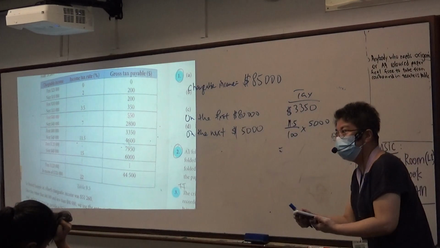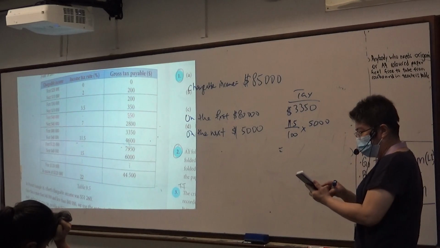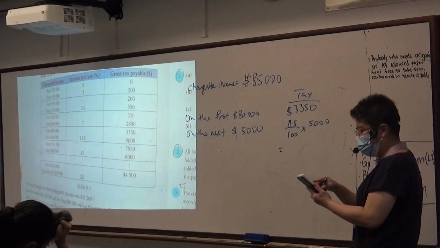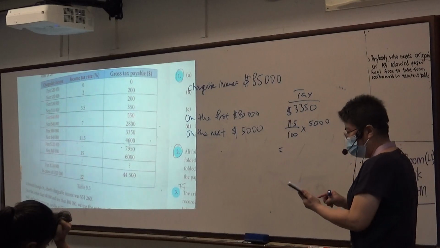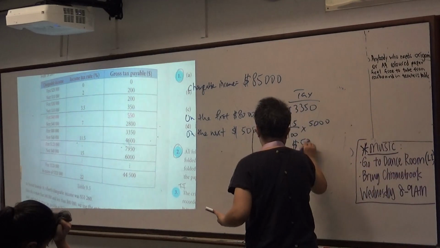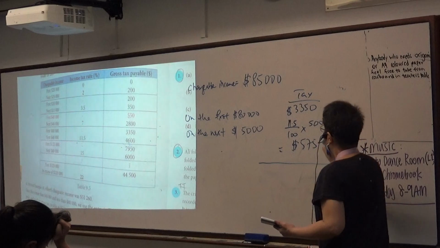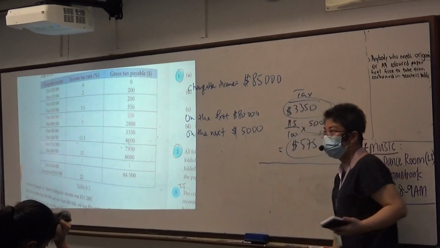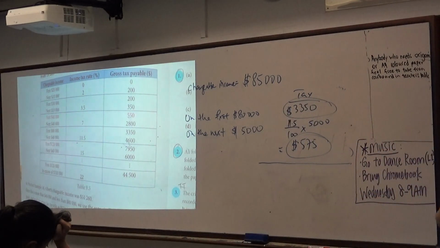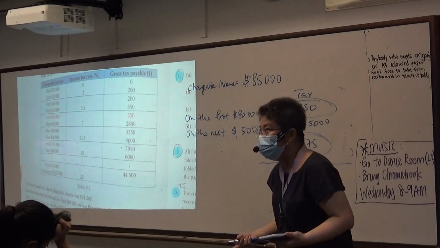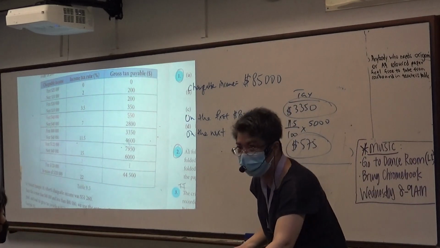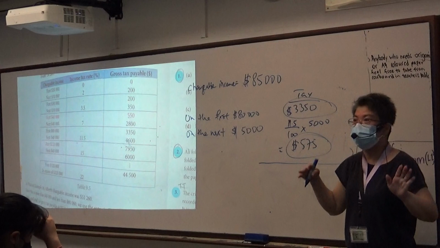Are you better now? So 11.5% times 5,000 will give me 575. So the total income tax will be this plus this. Are we okay? Do you know how to calculate it now? Do you know how to read the table now? Yes or no? Okay, alright. So that is about income tax.